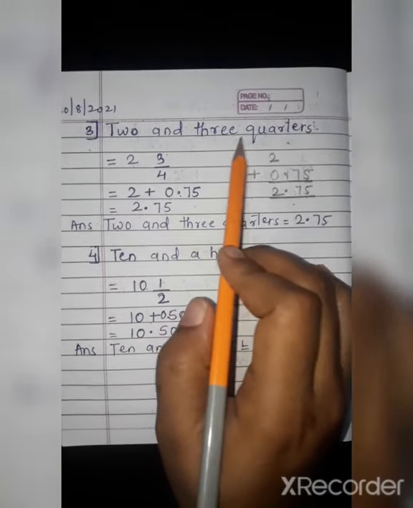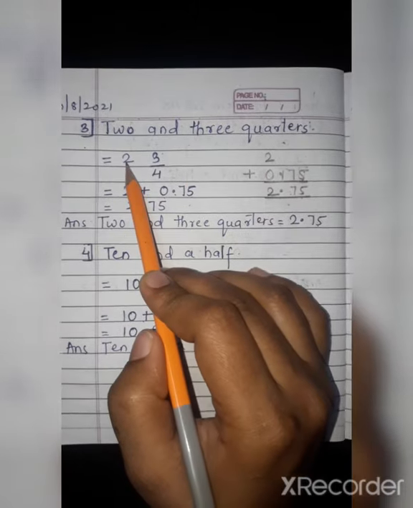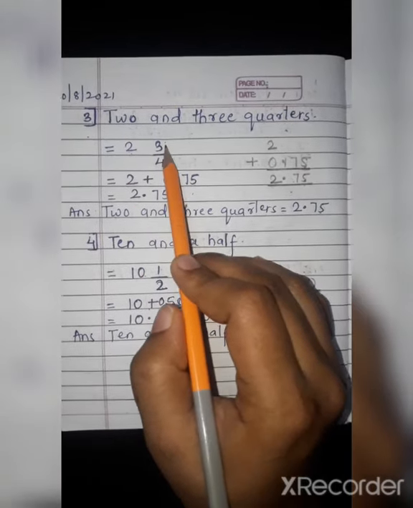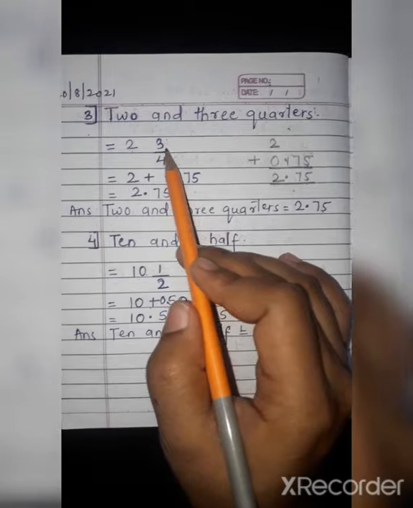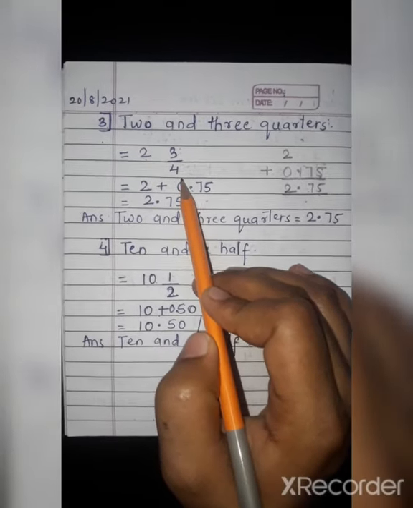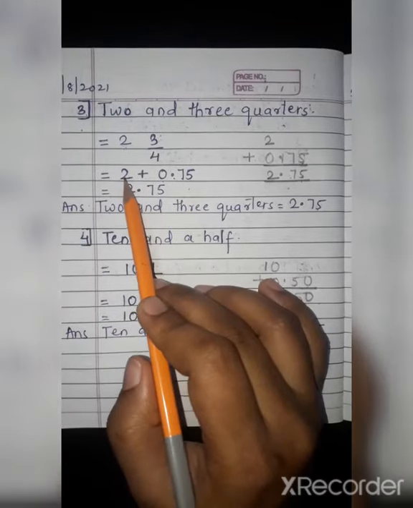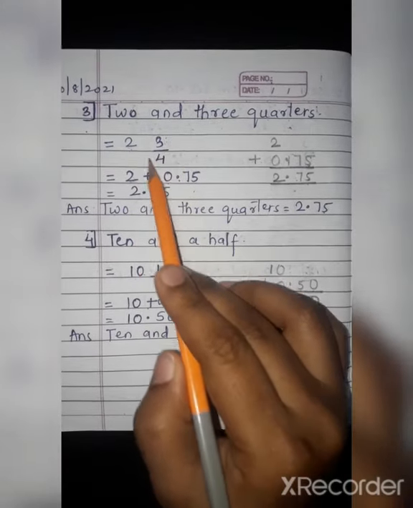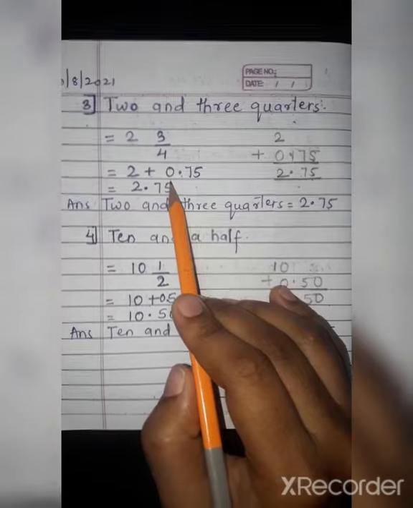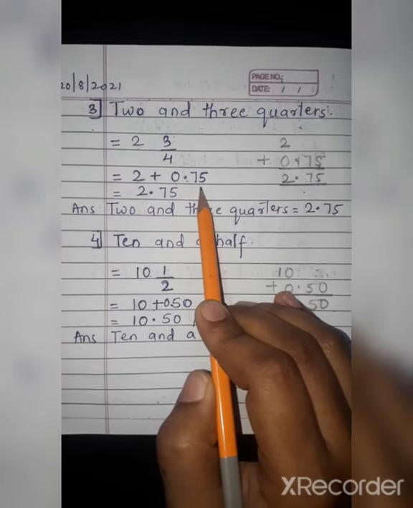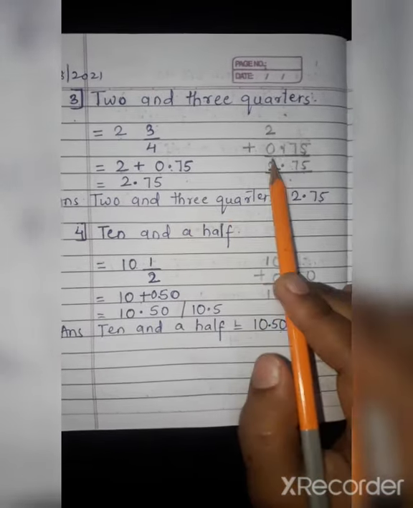2 and 3 quarters. 2 you will write as it is. Then in fraction we write 3 quarters as 3 upon 4. Now we have to write in decimal form. 2 plus, what is the value of 3 upon 4 in decimal? 0.75. So now we will add it.